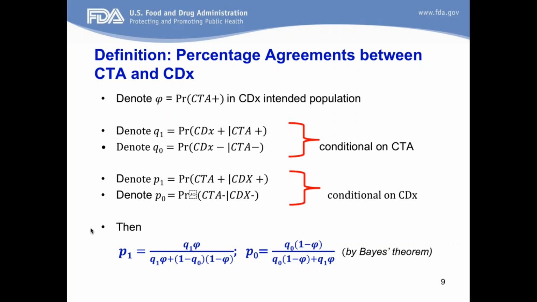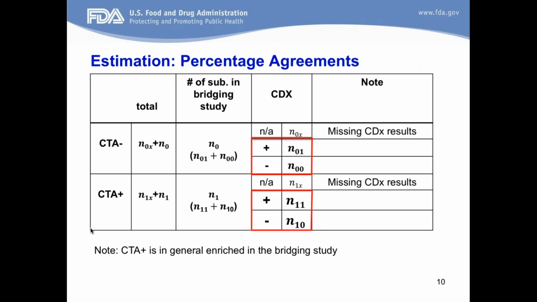Now in the next slide, I'm going to talk about the estimation. I already mentioned the layout for the bridging study. Basically in this table, you use the highlighted cells to estimate PPA and NPA, which I denote as Q1, Q0. Then based on these and pi, which is the proportion of positive CTA patients, you can get PPV and NPV.